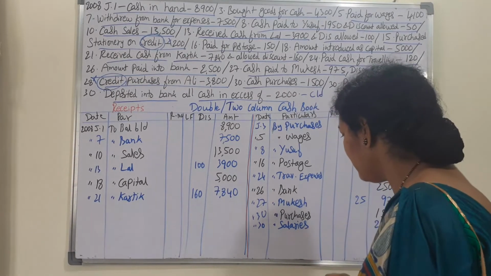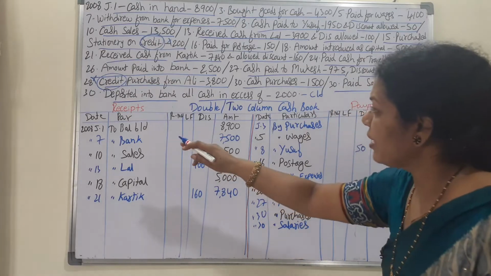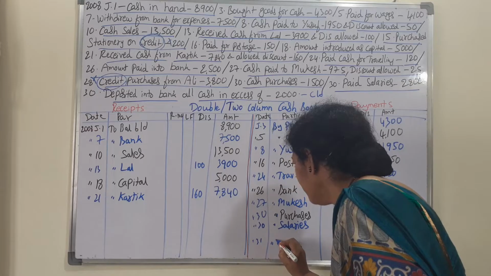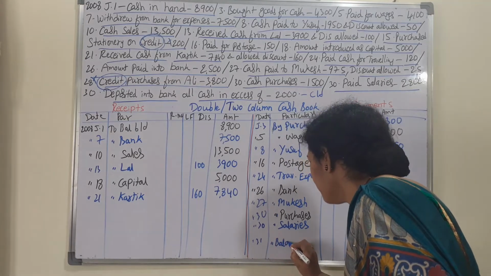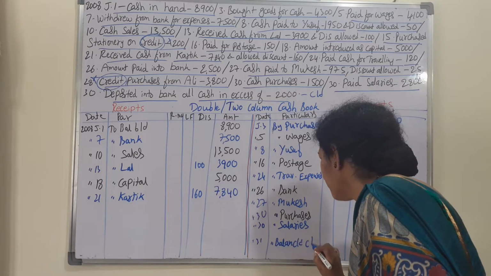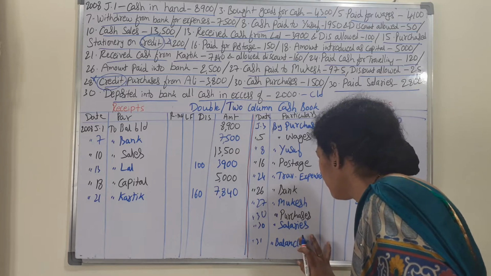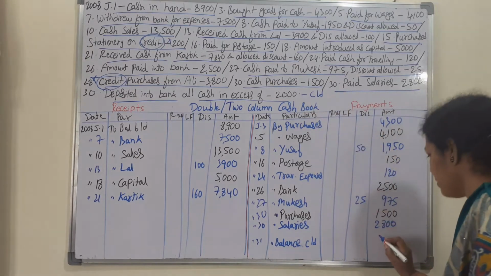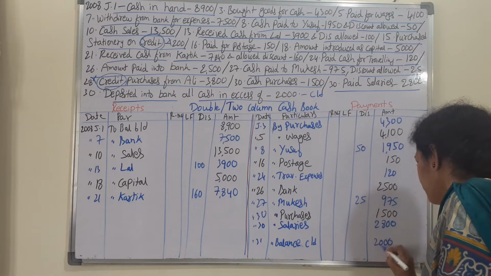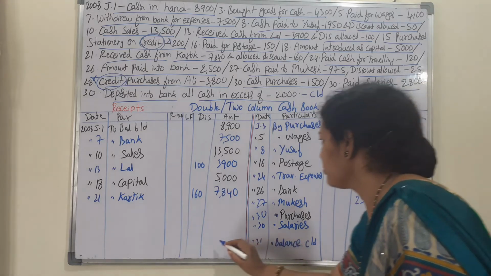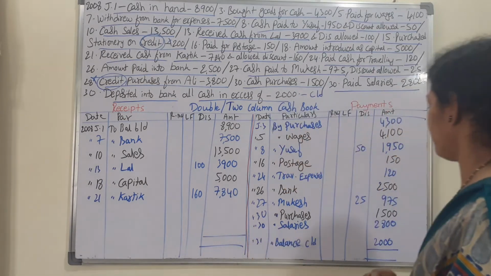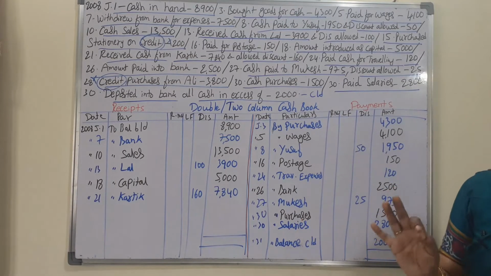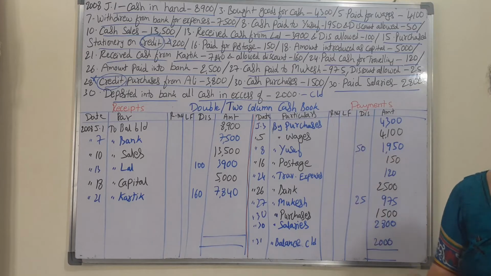So what do we do? Here we'll keep a gap. This is January, no? So the last date is 31st January. 31st January, by balance carry down. Balance carry down is here 2,000. In between we'll write the amount, whatever balancing figure we get, that will be transferred to the bank.